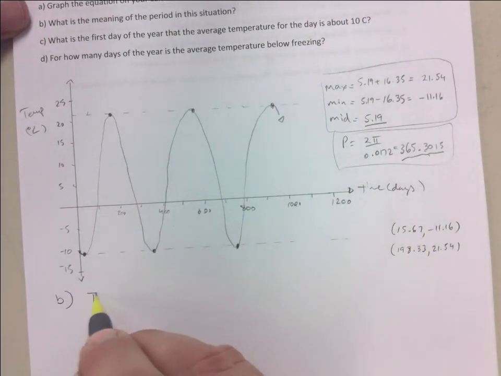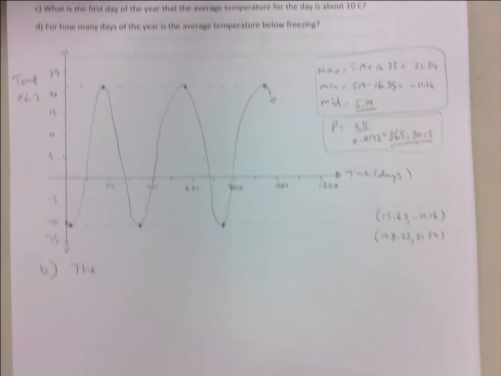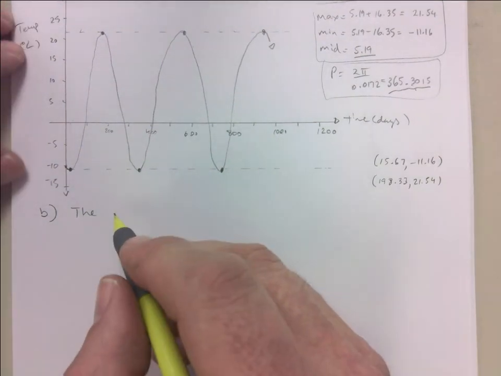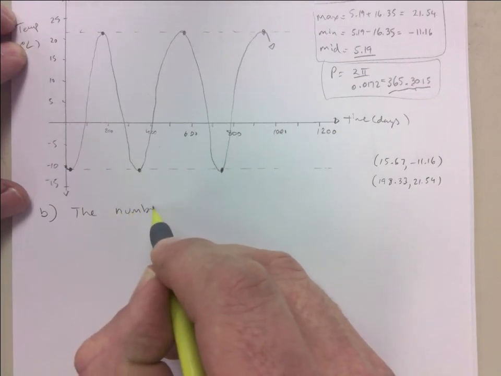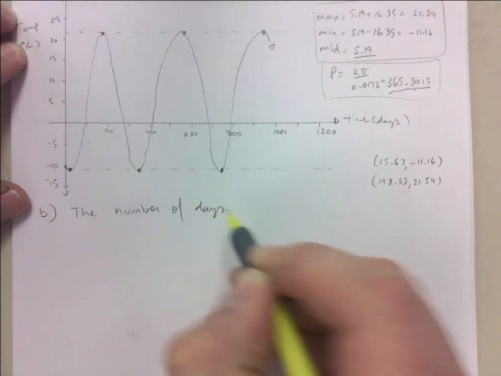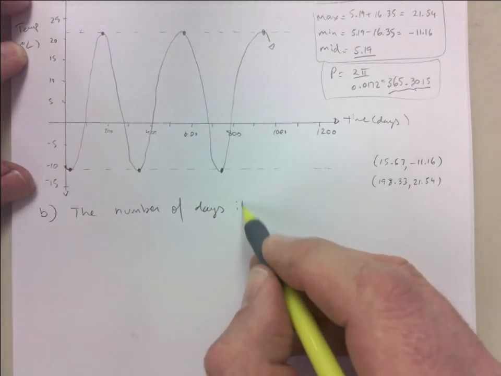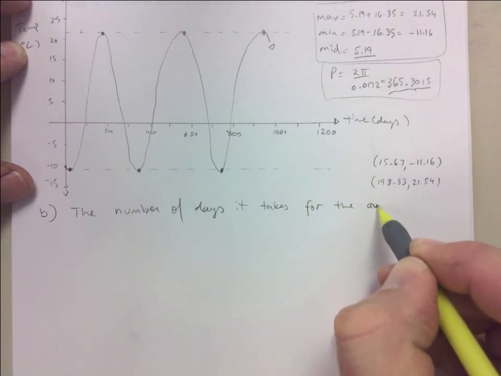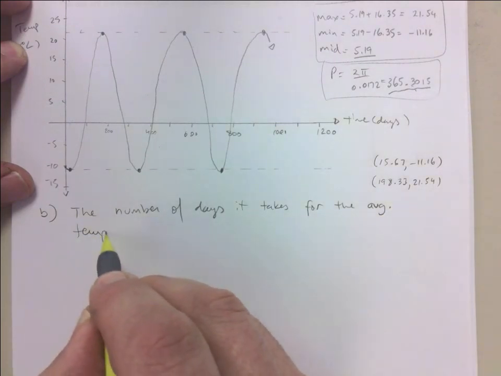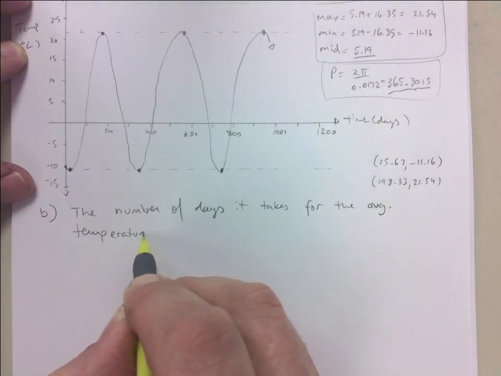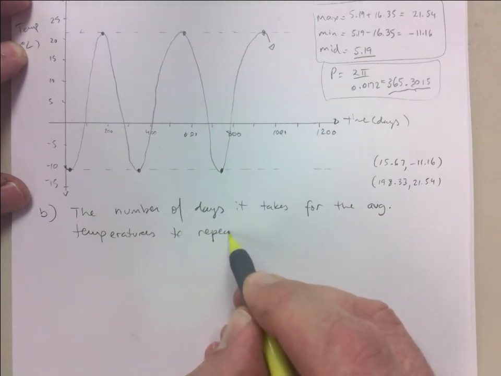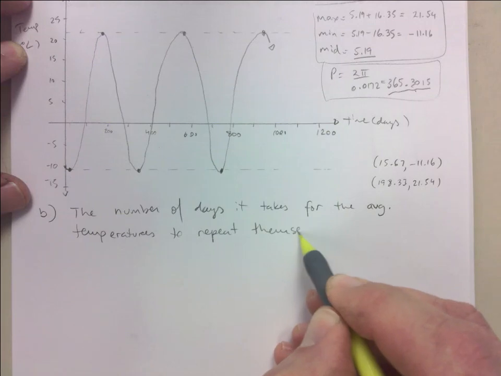Okay, so I will say this. In this case, don't just say it's the horizontal distance between the two x values where it repeats itself. Put a context to it. The number of days it takes for the average temperatures to repeat themselves.